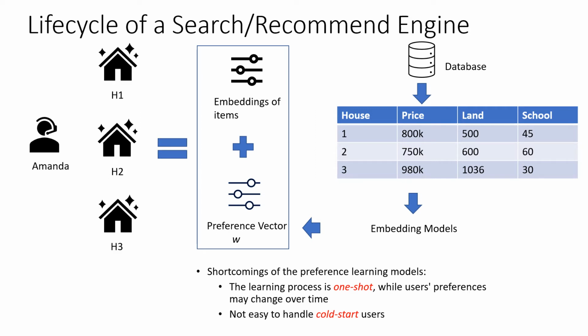Well, such a preference learning is usually a one-shot offline process, while users' preference may change over time. Then how can we keep the model up to date with respect to user interaction in real time? Also, it remains an open challenge for the cold start case.